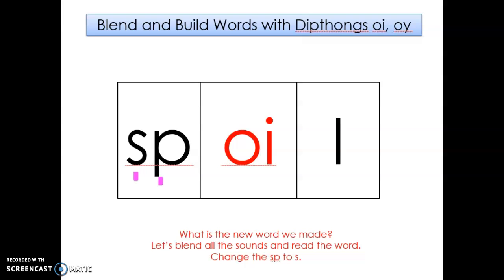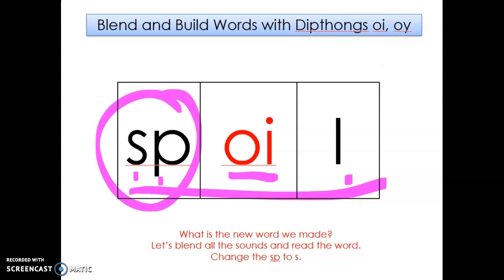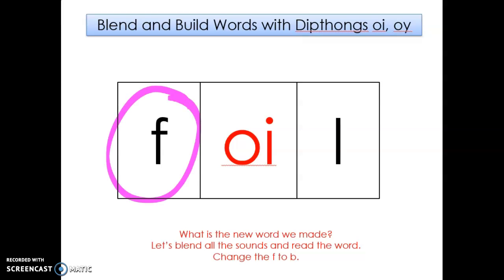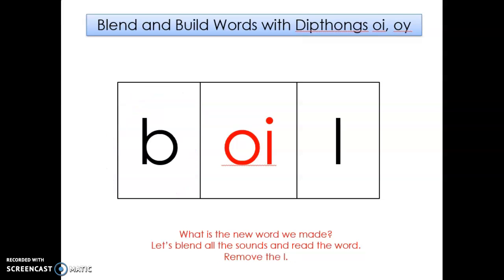Okay, think, say. The word is spoil. What's the word? Change SP to S. Think, say. Soil, what's the word? Change S to F. Think, say. The word is foil, what's the word? Change F to B. Think, say. The word is boil, what's the word? Get rid of the L.